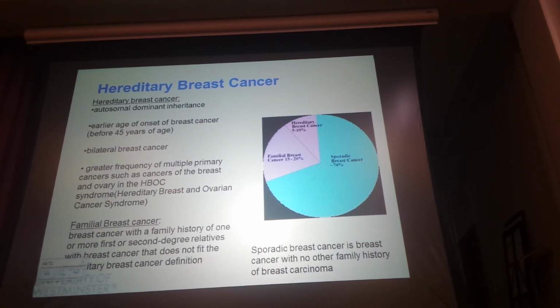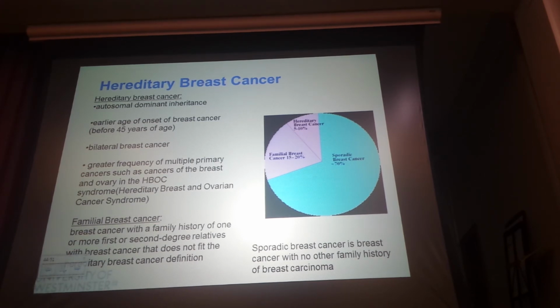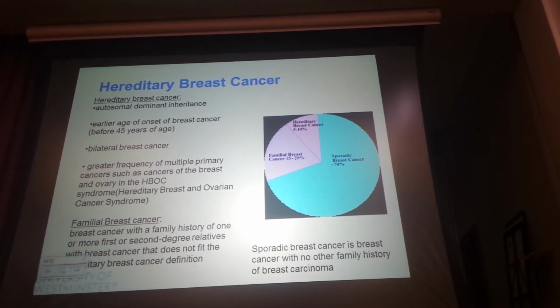Hereditary breast cancer, again, is an autosomal dominant inheritance. It's an earlier age of onset of breast cancer, usually when it's in the context of predisposition to breast cancer. Women have cancer before the age of 45. Compared to sporadic breast cancer, when you have hereditary breast cancer, it affects both breasts. And you can also develop more tumors with this type of hereditary breast cancer.